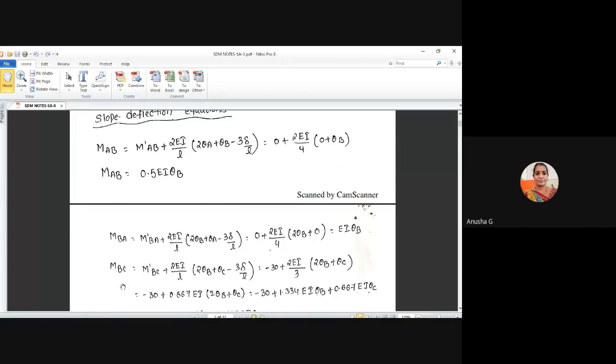Okay. MBC equals, you have to substitute the values. MFBC or M dash BC equals minus 30 plus 2EI by L into 2 theta B plus theta C. Then you have to multiply this one, and you will get this equation.